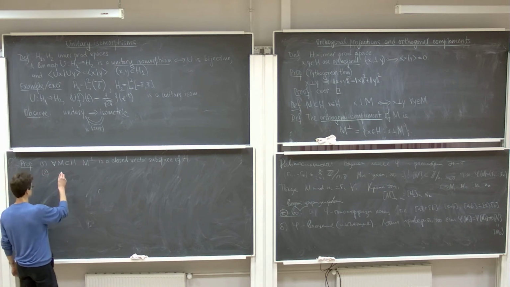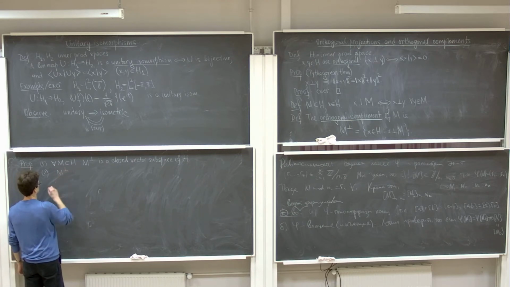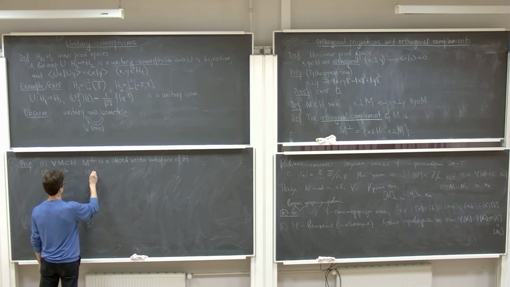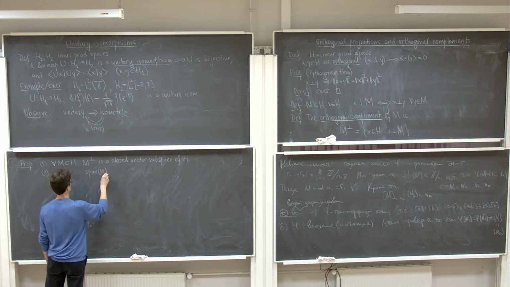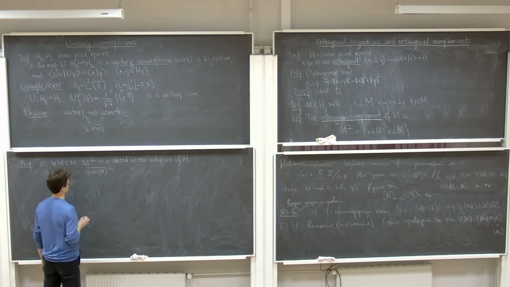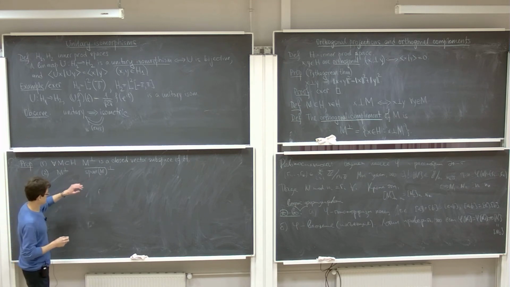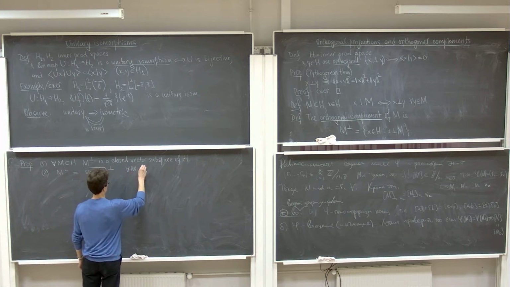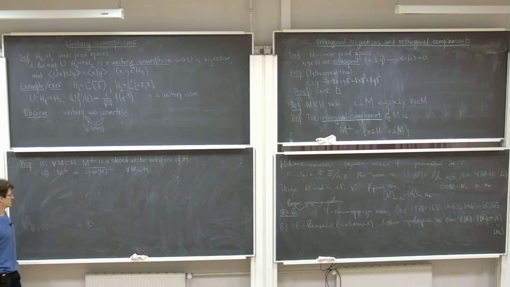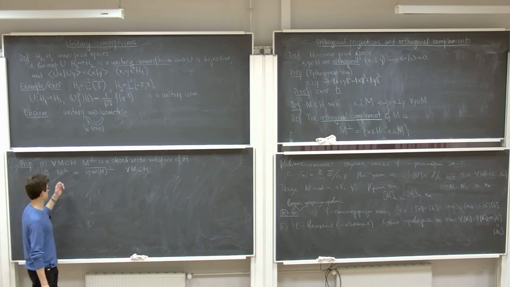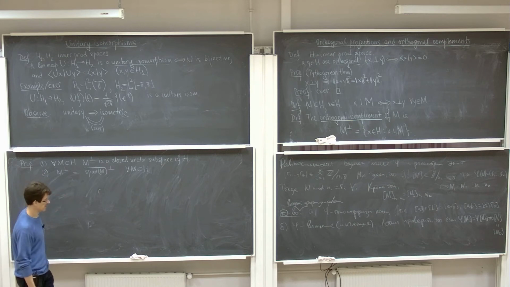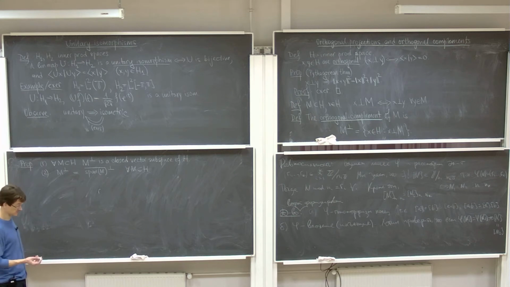Second, if you take the closure of the linear span of M and take the orthogonal complement, then this is equal to the orthogonal complement of M. And the reason is basically the same. If something is orthogonal to M, then by the algebraic properties of the inner product, this vector will be orthogonal to the linear span, and by continuity, it will be orthogonal to the closure of the linear span.